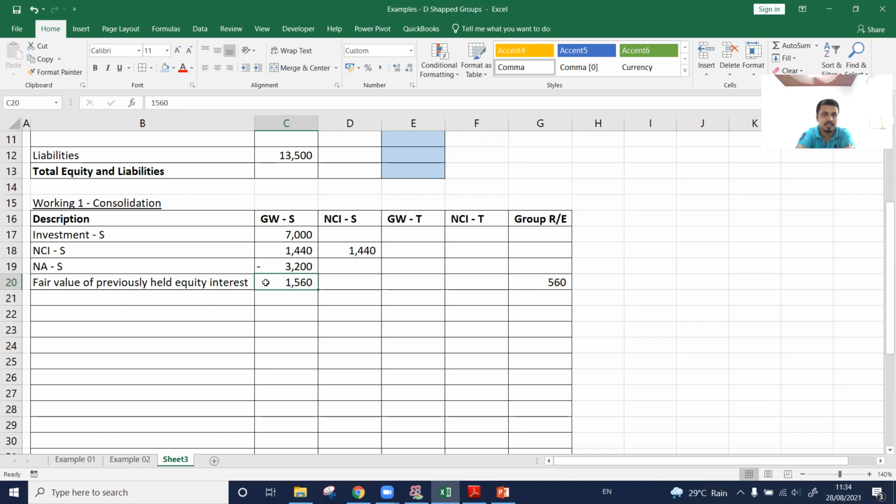So simply the increase in the fair value. The increase in fair value should be reflected from where? Should be reflected in our group retained earnings. එතකොට fair value එක වැඩි වෙලා තියෙනවා 560කින්, ඒ 560 reflect වෙන්න ඕන කොතනද? In our group retained earnings. Right.